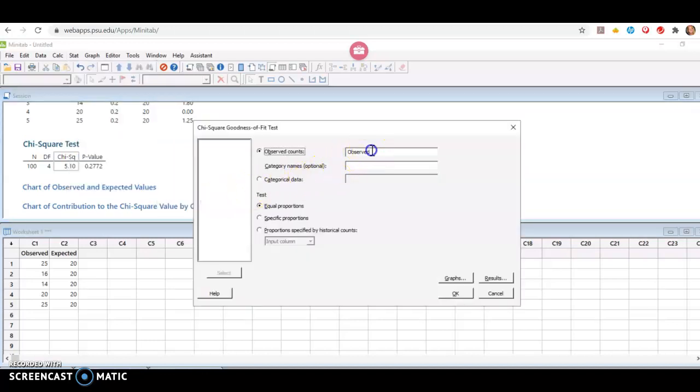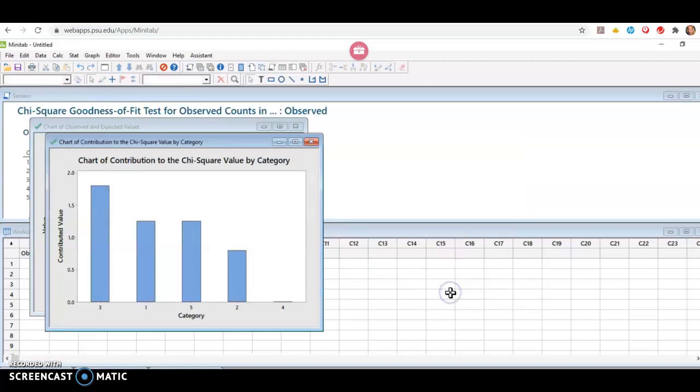We have one variable, and that is the polish. Now, as always, you have to click in the box first. If I want to bring my observed counts over, I have to click in this box, and my observed counts I put in C1. So I'm going to double click on C1. Then down here in the test menu, you have the option to choose equal proportions, specific proportions, or proportions specified by historical counts. So I really didn't even have to put those expected counts in C2. In this case, we expected them to be equal, so I chose equal proportions. And then you click OK.